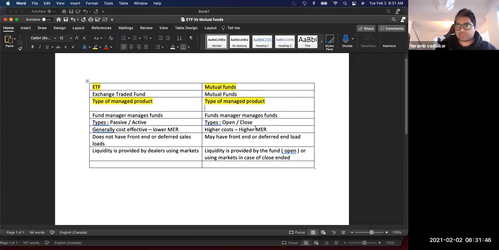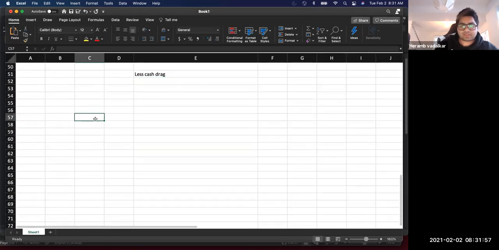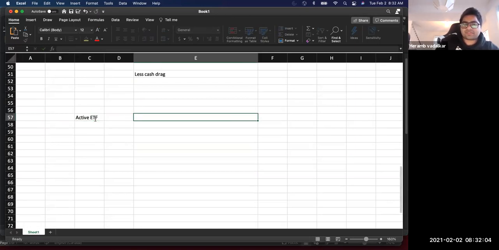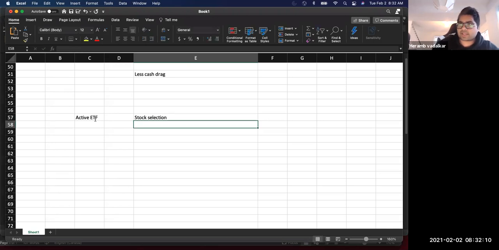So mutual funds can be of two types, open and closed. ETFs can be of two types, passive and active. So I'll discuss it a bit. What is an active ETF? An active ETF generally does a lot of stock selection. So they do not follow an index. They do stock selection, so they try to beat the index.